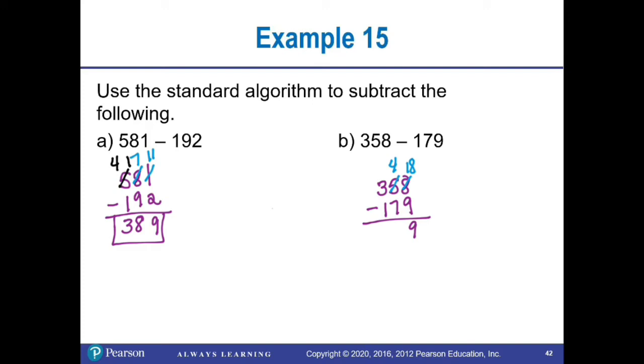Move to your tens column. I have to take away 7 tens, but I only have 4, so I don't have enough. So I trade 100 for 10 tens. That gives me a total of 14, because 4 plus 10 is 14. Minus 7 gives me 7 tens, and 2 minus 1 gives me 100, so 179.